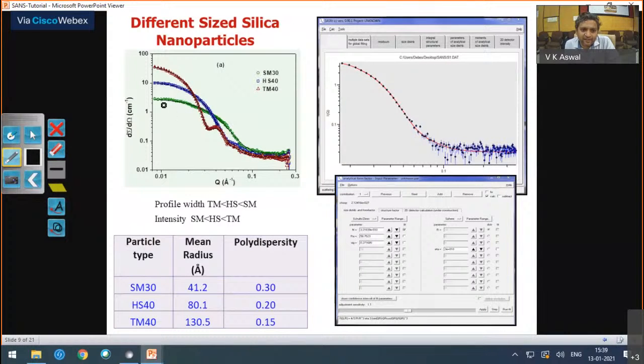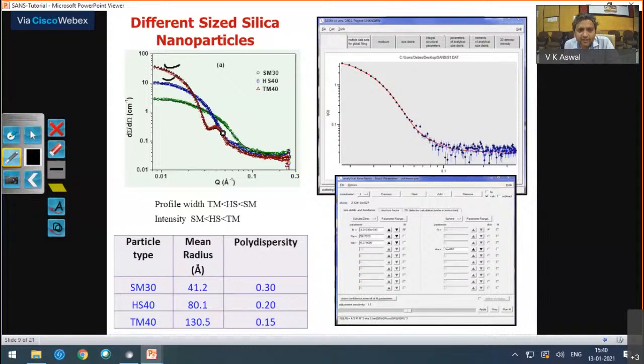The green one is most broad and the least in scattering intensity. Then the blue one is in between, and the highest is the brown. So what we see is that the profile width is, these are the names: Tm, it is minimum, then Hs, then Sm, and intensity is the other way around. So what we can understand is that Tm is the largest among these. This is our observation and consistent with the data. And Sm is the smallest one.